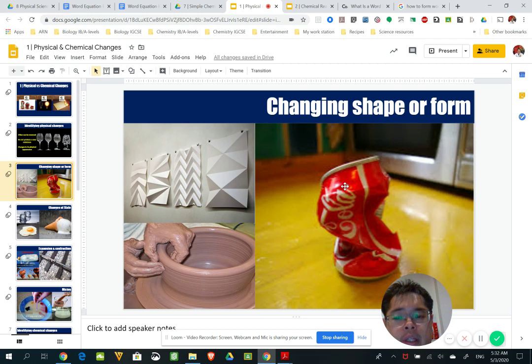And what are the physical changes in terms of the evidence? It only changes the shape or form. If you look at the pictures over here, you notice that the shape and also the form has been changed. And if we connect this to the forces that you have learned before, you will definitely note that it requires a force to change the shape or form of an object.